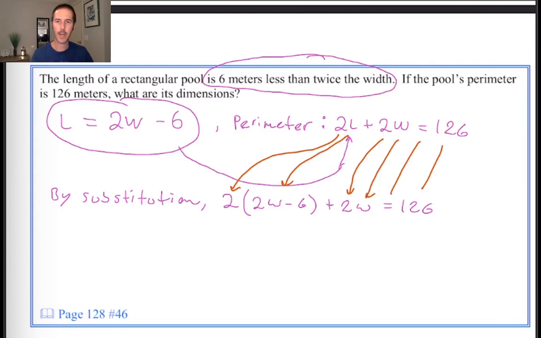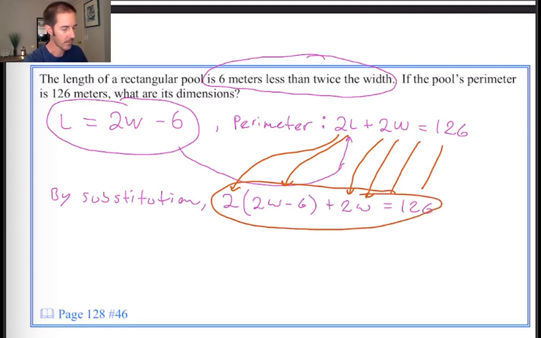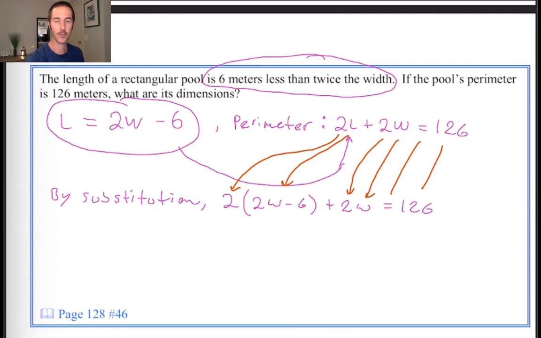So all those things match up. The only thing that's changing is that we're swapping out things that are of equal value, replacing the L with the 2W minus 6. Now what you've got is another equation that looks like all the rest of the stuff that we've been working on so far this semester. Distribute, combine like terms, isolate the variable, right? You should be happy when you get to this point in the process.